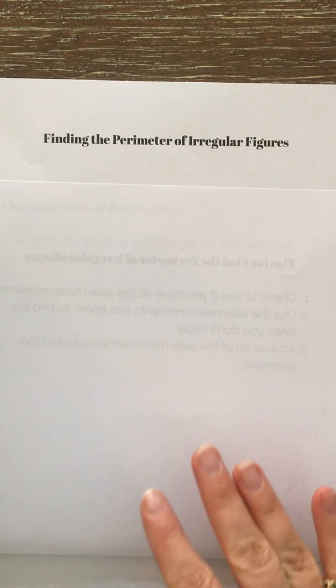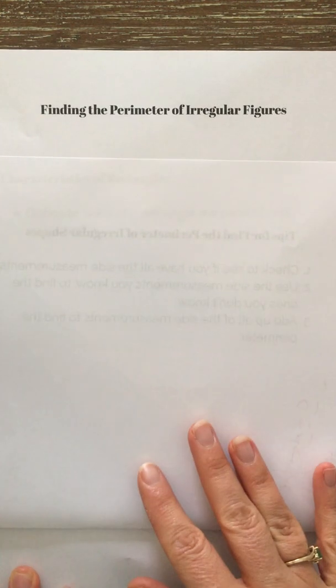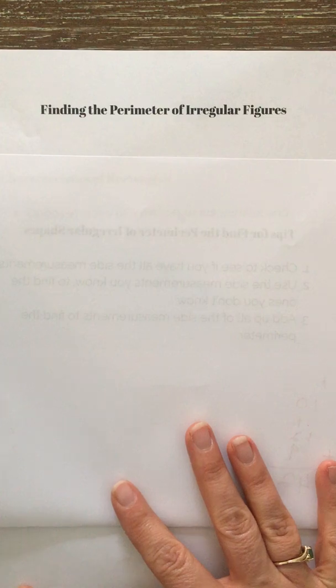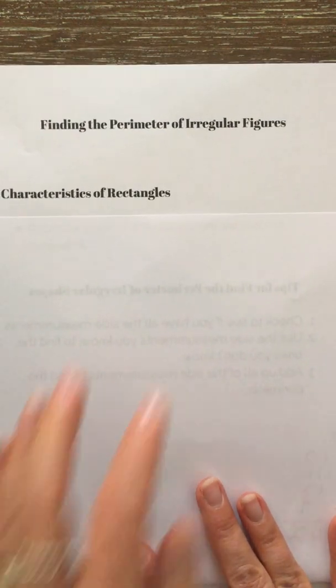Hey guys, so for today's lesson, we're just going to go back and do what we did on Monday. We're going to stick with finding the perimeter of irregular figures. Before we do that, I want to go back to some of our geometry lessons that we learned earlier in the year, and mostly about the characteristics of rectangles.